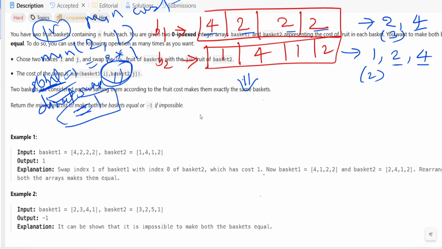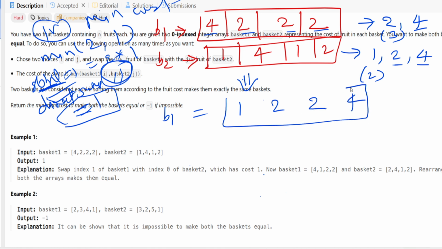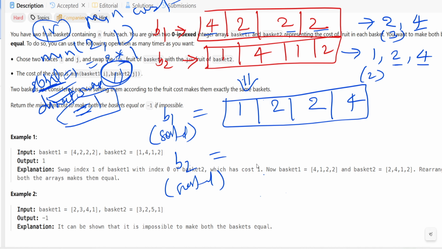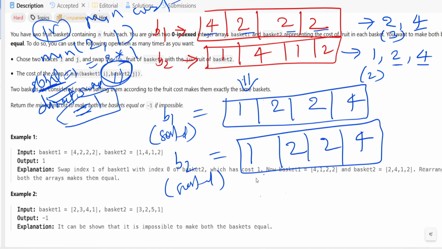After the final swap, what should we say? Both baskets are sorted, right? So if we say basket 1 is sorted, it is 1 2 2 and 4, because we have done both sorting and swap. It will look like this, because this is nothing but the sorted one, right? Then we'll do B2. So B2 is also sorted. It will look like how? 1 2 2 and 4. Once this is sorted, it will look like this. So both are looking good, right? Both are equally good.